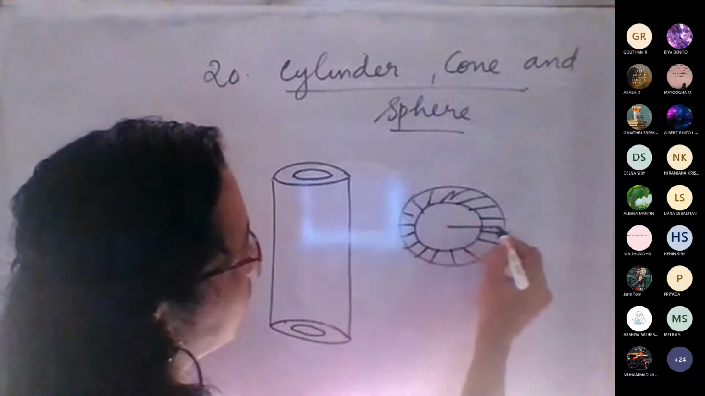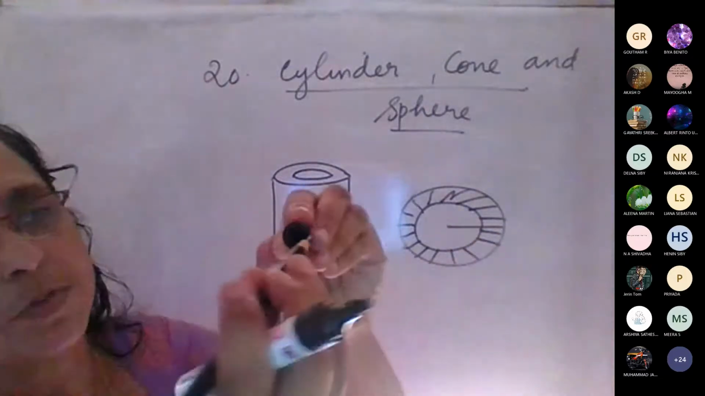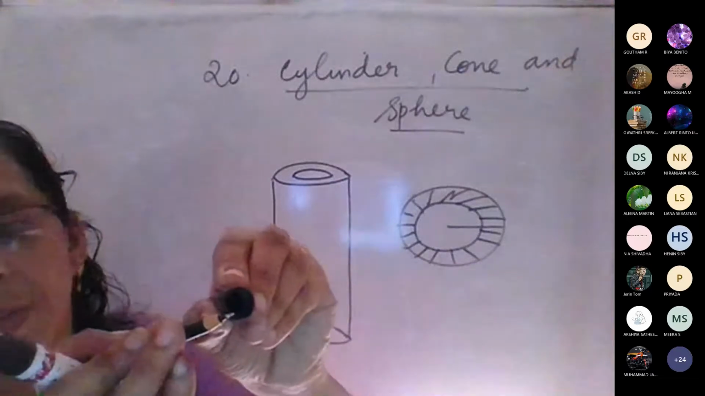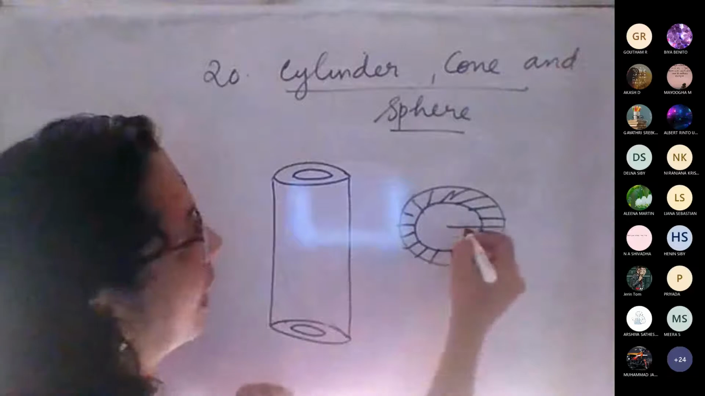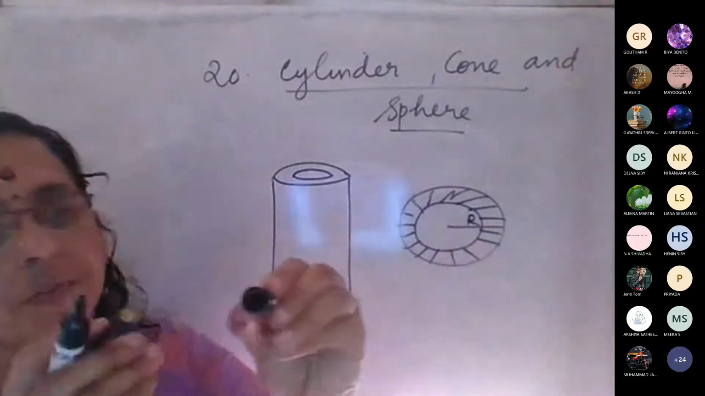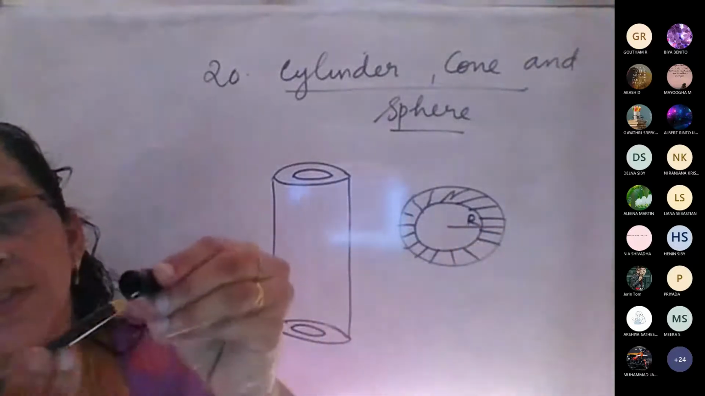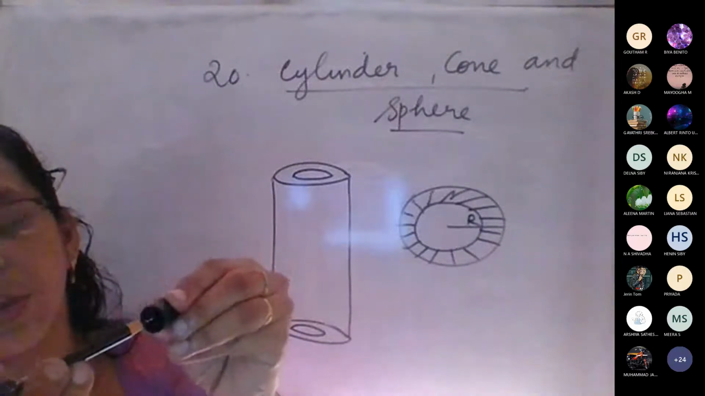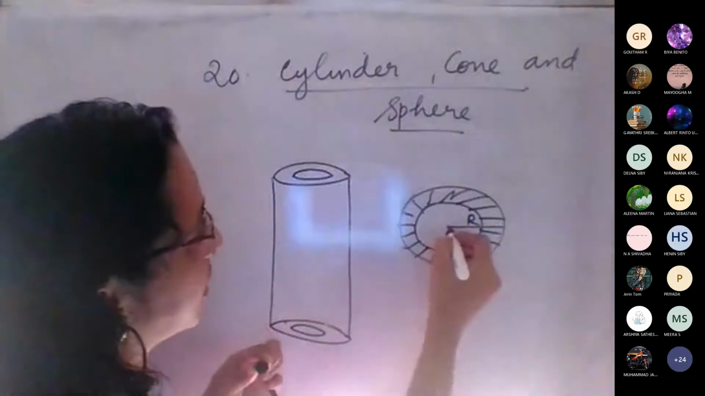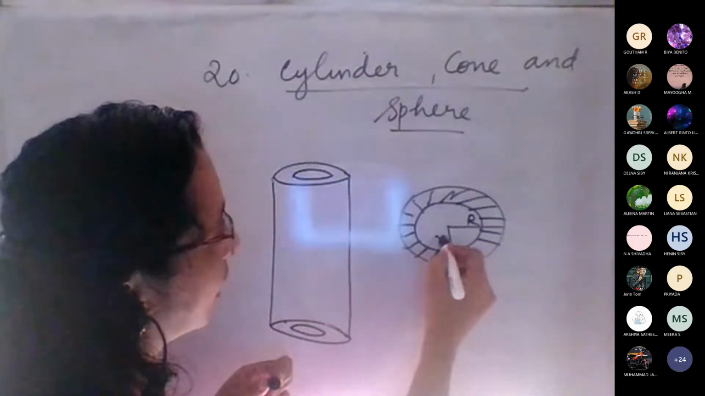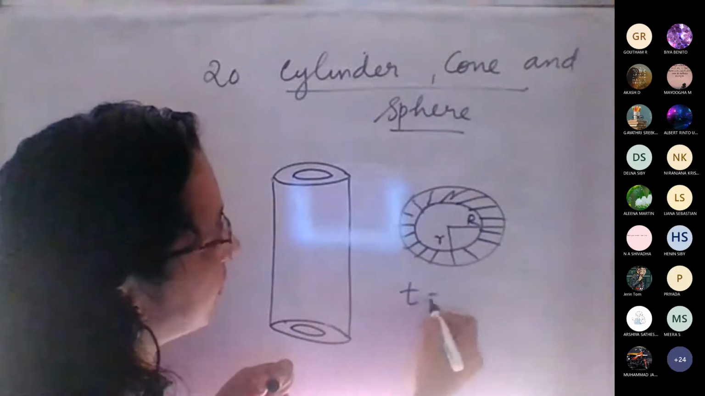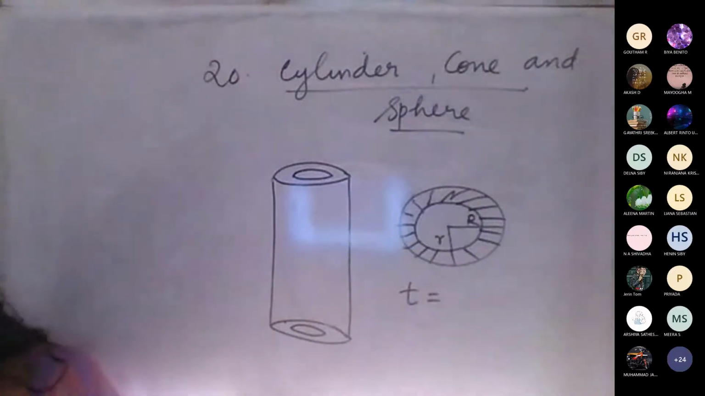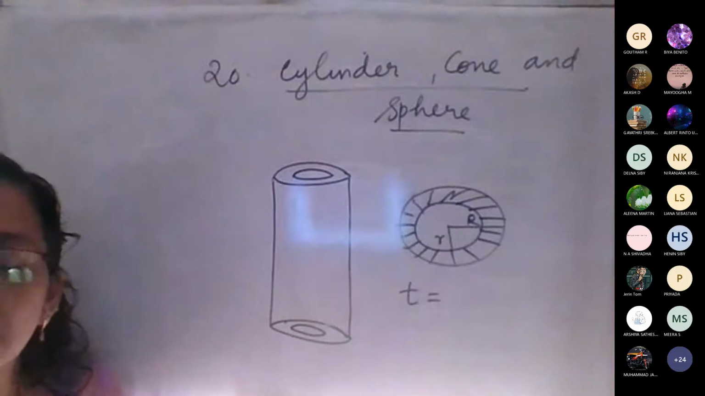From the center to the outer end, we can represent it as capital R, and from the center to the inside curve, from here to here, we can represent it as small r. Then what will be the thickness T? How can we say about the thickness T?